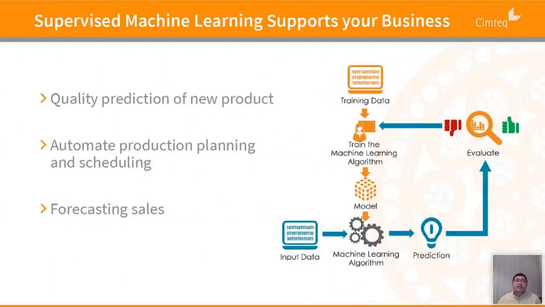So how can we use supervised machine learning to support your business or cable factories? To put it into a cable industry environment, I have listed a few possible practices, and I'm going to talk about the first two in detail. The first one is to predict product quality. We can use current cable design data to train the module to predict the quality of the new product.